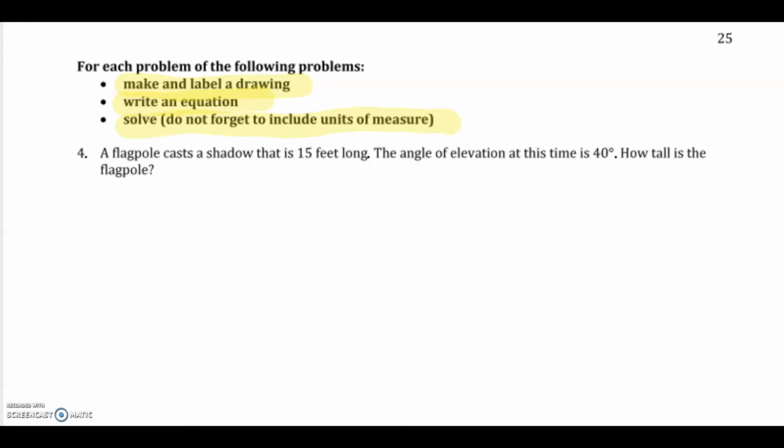Number 4 says a flagpole casts a shadow that is 15 feet long. The angle of elevation at this time is 40 degrees. How tall is the flagpole? So we'll start by making and labeling a drawing.